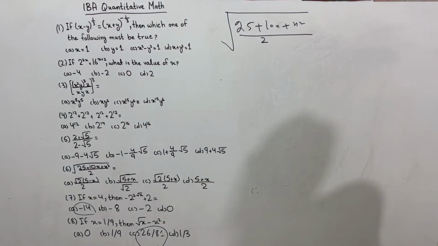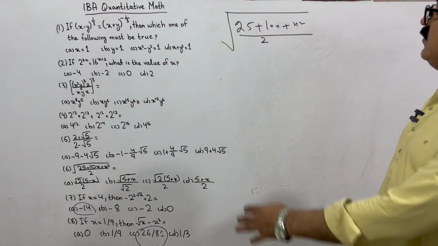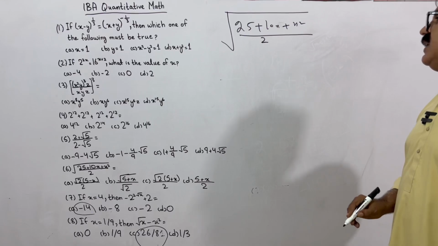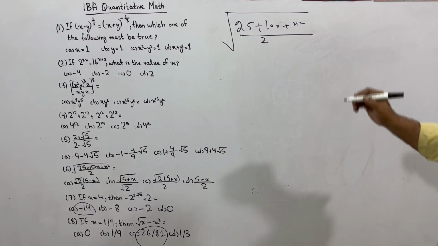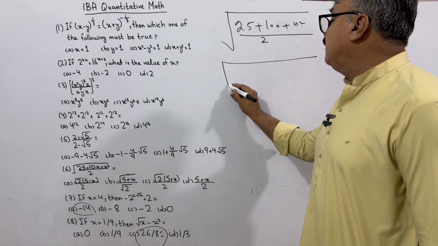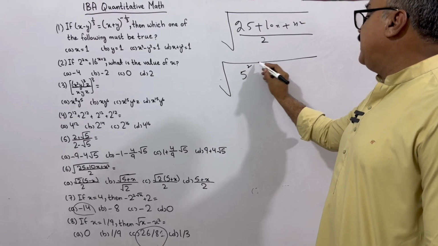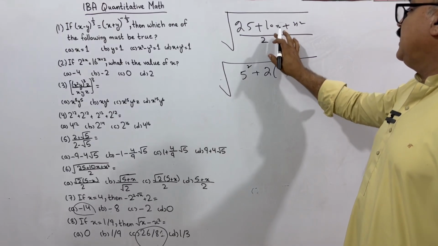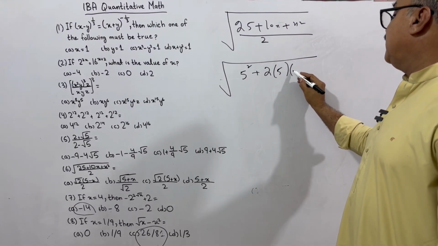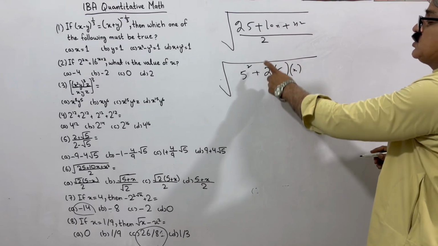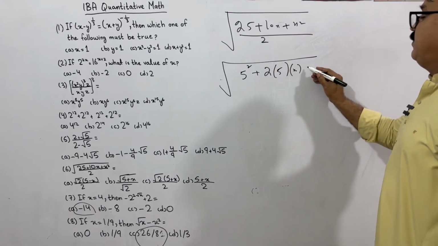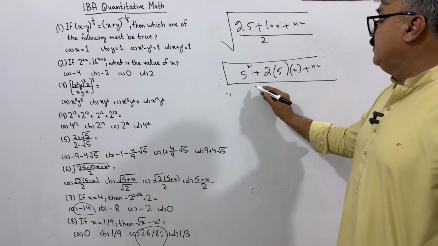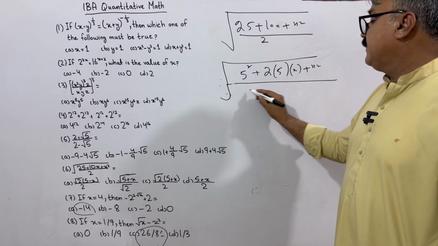Okay, we must have an idea about perfect squares. If we inspect the situation, we have 25 plus 10x plus x squared under the root, overall divided by 2. Let's see and find out. I can write 5 squared instead of 25, plus 10x, which can be written as 2 times 5 times x, plus x squared, all over root 2.